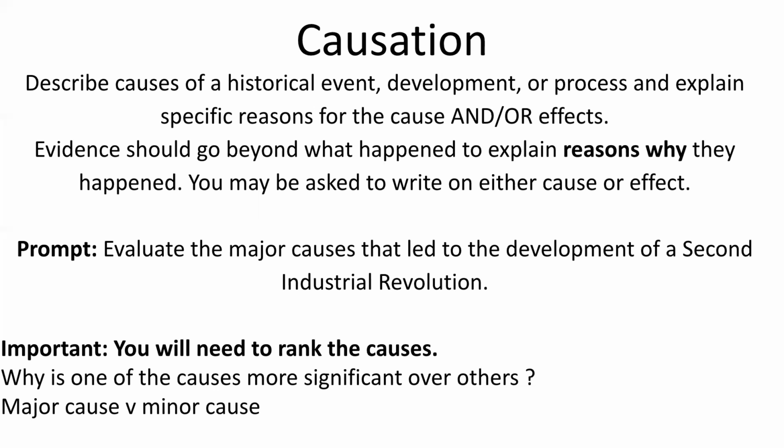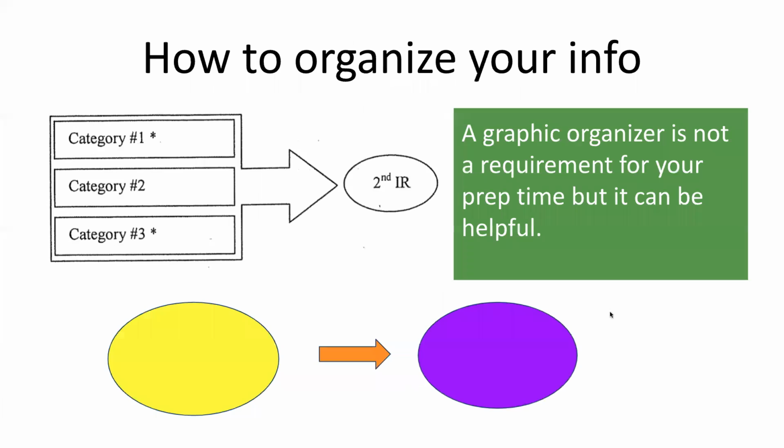You need to be evaluating how much. Which are the most important? Are some causing other causes? Are they kind of falling like dominoes? So just remember that you need to rank the causes. Be thinking about which causes are the most significant. This is a way that you can organize your information when you're prepping.